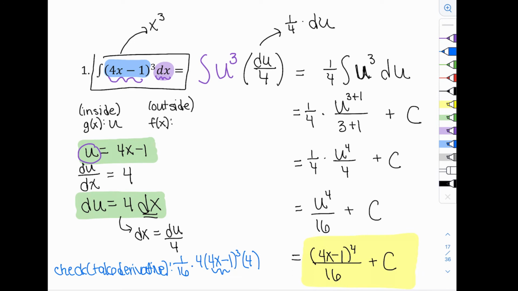So then if we simplify this, you end up with 4 times 4, which is 16 in the numerator, 16 in the denominator, so that cancels out, leaving 4x minus 1 cubed, which, if we check, was exactly the function that we were originally trying to take the integral for. So that tells us that our integral is correct.